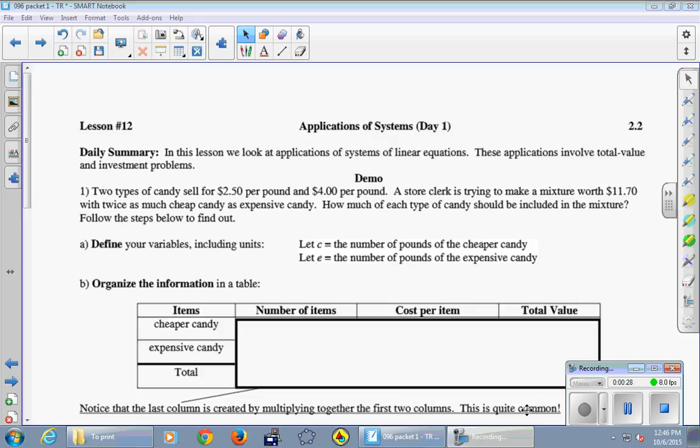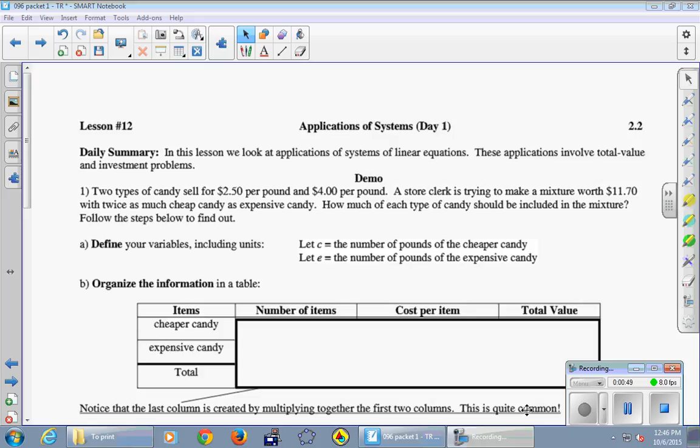Just fair warning, the first day of word problems is easier than the second day. So coming up on Thursday, the word problems are just going to be tougher. Okay, daily summary. In this lesson, we look at applications of systems of linear equations. These applications involve total value and investment problems. Those are the 2 kinds of problems we're going to tackle today. Next class will be different kinds of problems.